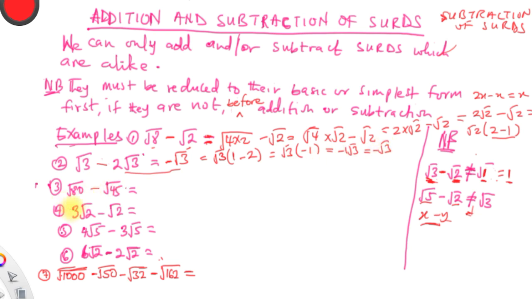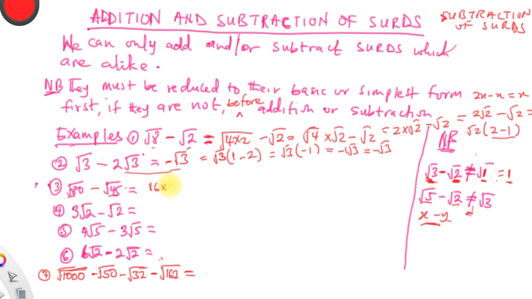Okay, so let us look at this example as well. This one is not reduced, neither is this one reduced. So we have to reduce them first before we subtract. So 80 is 16 times what?